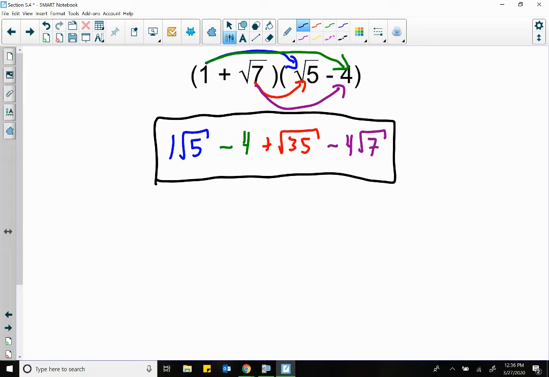1 square root of 5 minus 4 plus the square root of 35 minus 4 square roots of 7. Yeah, because there's no reducing and there's no radicals adding or subtracting together. So it stays the way it is. Sometimes that's how it works.